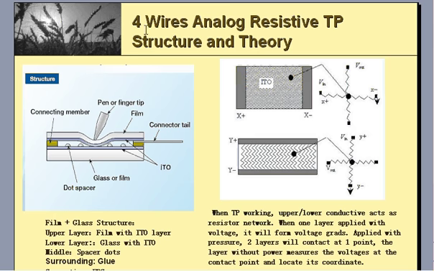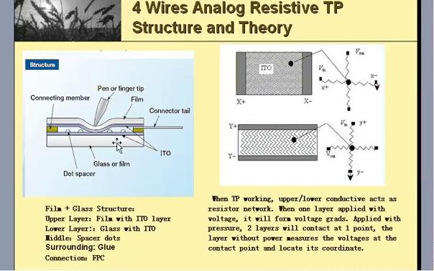For the resistive touch panel, we can produce 4 wires. That is the most simple and most cost-effective resistive touch panel. And actually, it's very simple. You can see the structure of a resistive touch panel is a glass with ITO. I believe everyone knows what ITO is. It is indium tin oxide, the only commercially available transparent conductive material in the market.